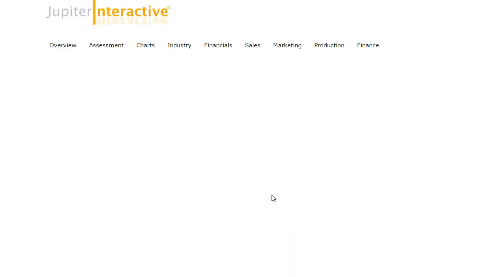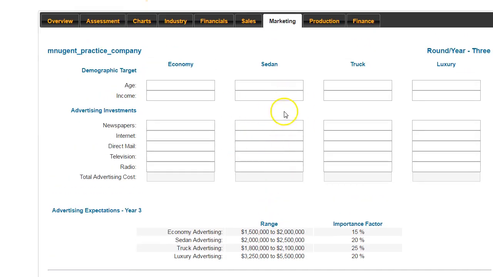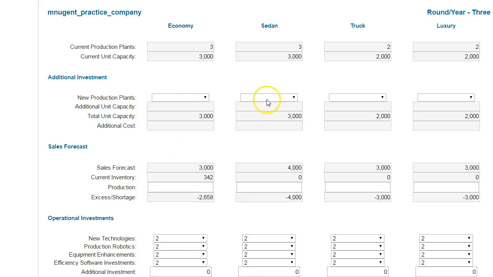Okay, so sales data. Now in marketing, I'm going to just enter this offline because it takes a long time to do this, and I'll come back in production. Okay, so now in production, I see that I need to buy some new plants because I'm increasing my forecast, and I'm just buying exactly what I need here.